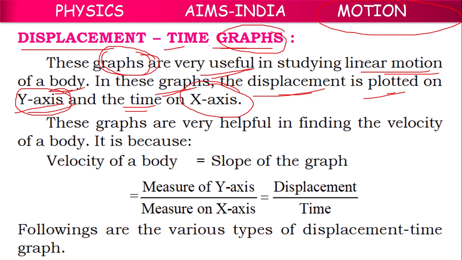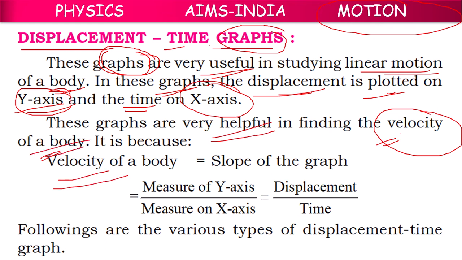and with the help of these graphs we can find the velocity of a body. These graphs are very helpful in finding the velocity of a body. Velocity can be calculated with the help of the slope of the graph. Slope means the measurement of the y-axis divided by the measurement of the x-axis. This ratio is called the slope of the graph.